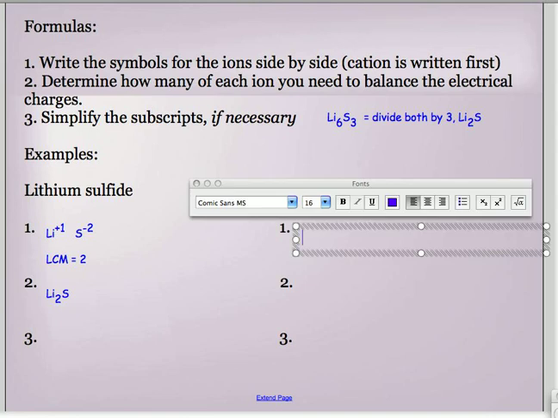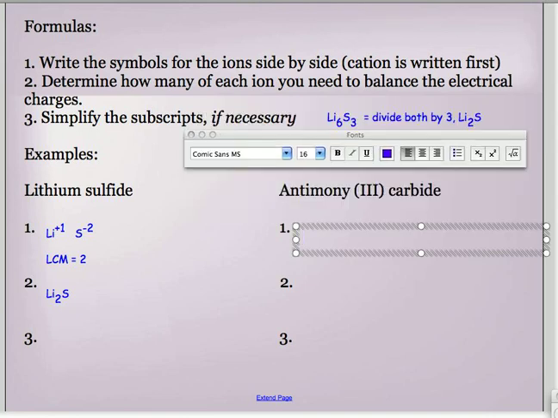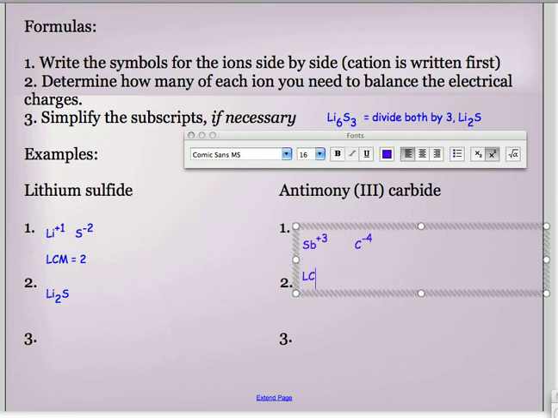And here we have antimony(III) carbide. When they give you this Roman numeral, we'll look at this at the next slide. Just to make sure, though, this is telling you its charge. It's telling you which antimony to look up. So when we look up antimony(III), he's Sb+3. Carbide's on the back, and he is C−4, which means our lowest common multiple is 12.